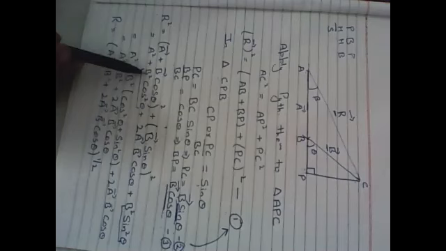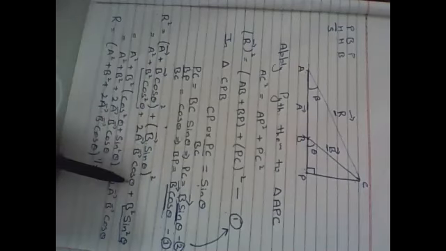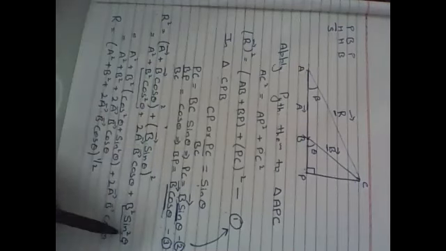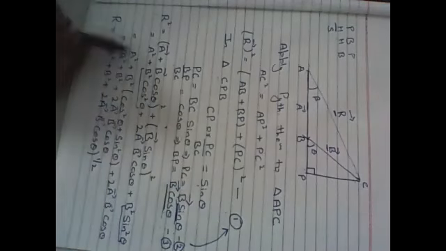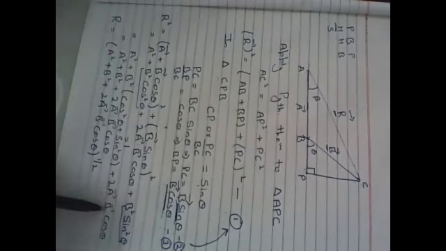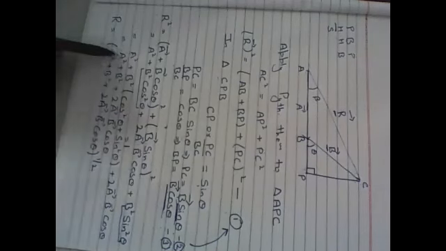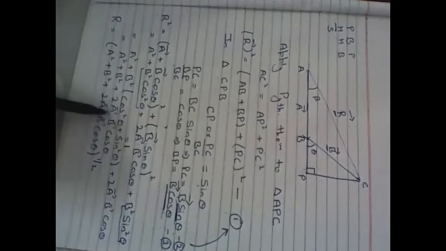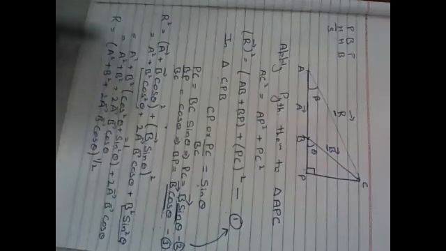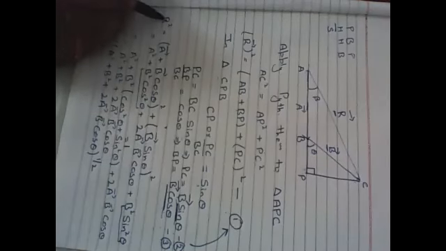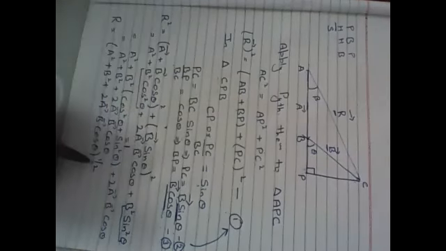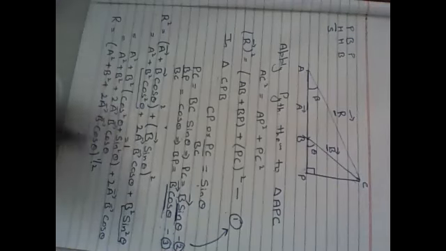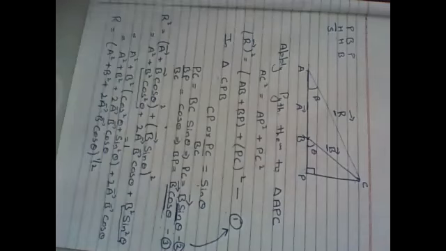A square plus B square cos square theta plus 2AB cos theta plus B square sin square theta. Combining these two terms, A square plus B square, cos square theta plus sin square theta, which is equal to 1, plus 2AB cos theta. So it is A square plus B square plus 2A dot B cos theta. Or R is equal to, removing square, it will become square root of A square plus B square plus 2A dot B cos theta, to the power 1 by 2.